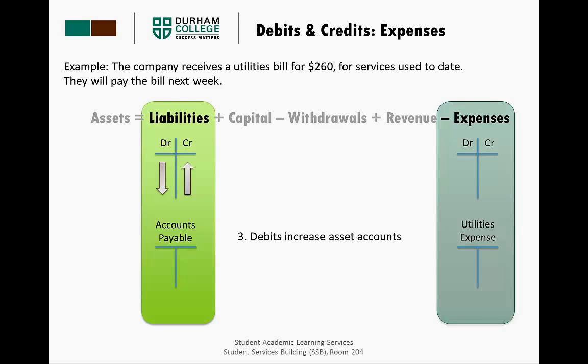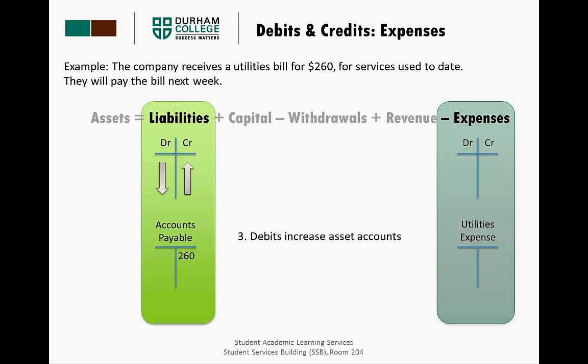The company has used the utilities that they are being billed for. When a company uses something in the process of doing work, it must be recorded as an expense. It is common to include what was used as part of the name of the expense account, so we will use utilities expense as one of the accounts in this transaction.